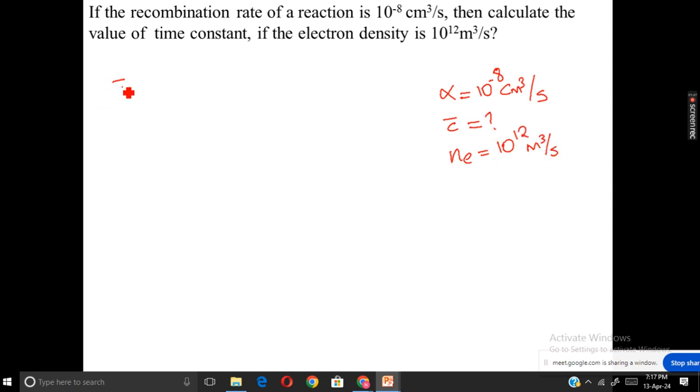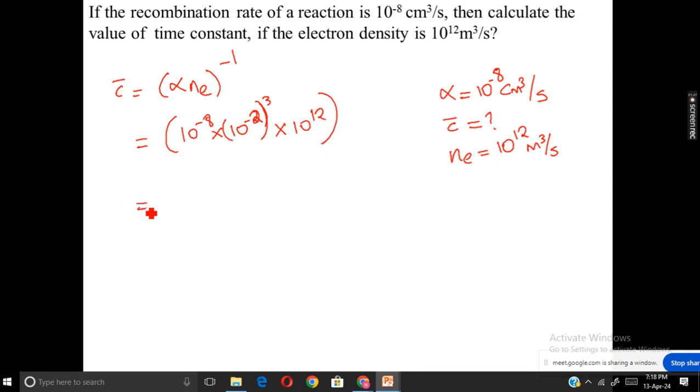So if you guys remember, the time constant tau is given as (alpha Ne) the whole raised to minus 1. Recombination rate into the number density, whole inverse. So alpha is 10 raised to minus 8 centimeter cube, so 10 raised to minus 2 the whole cube. Convert it into meter cube per second: 10 raised to minus 2 the whole cube into Ne, which is 10 raised to 12. So this will be 10 raised to 8.